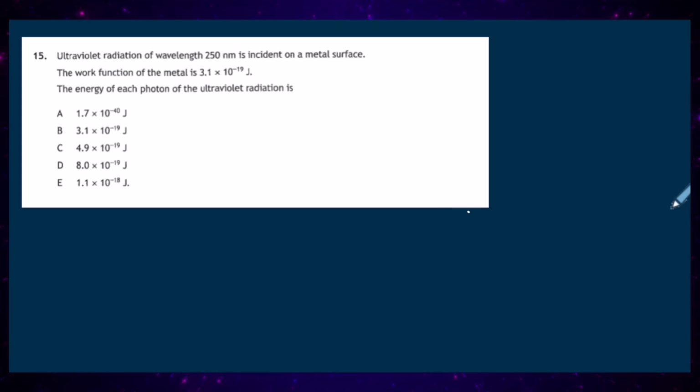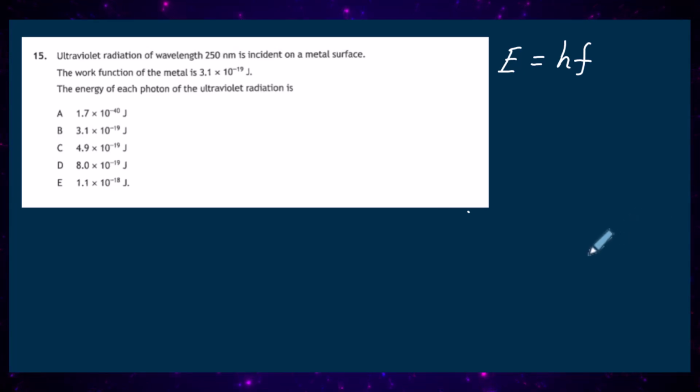Question 15. Ultraviolet radiation of wavelength 250 nanometers is incident on a metal surface. The work function of the metal is 3.1 times 10 to the minus 19 joules. The energy of each photon of ultraviolet radiation is, and you're given the 5 responses. Now, the distractor in this question is the work function, because we don't really need it. What we're asked to do is find the energy of a photon of this ultraviolet radiation, and we're given its wavelength. So we do know from the relationship sheet that the energy of a photon E is equal to Planck's constant h times the frequency of the light.